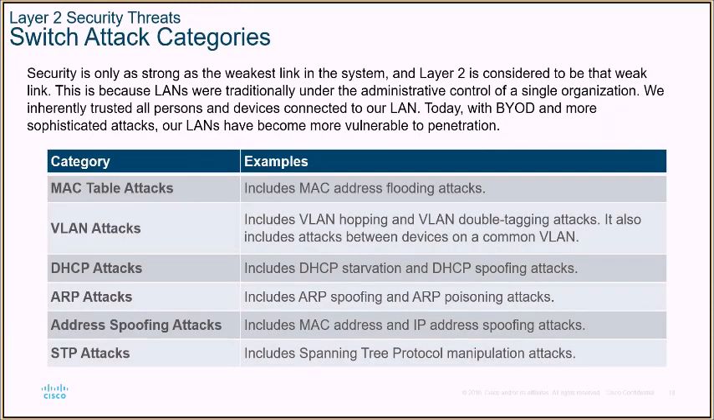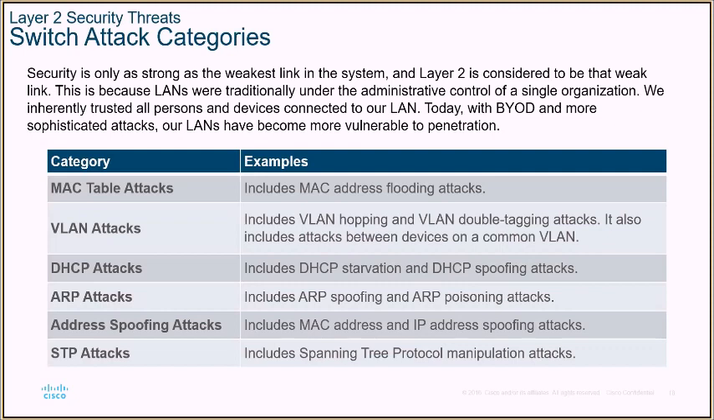Okay, so what kind of attacks are there? And so security is only as strong as its weakest link in the system, and layer 2 is considered to be that weak link. This is because LANs were traditionally under the administrative control of a single organisation. We inherently trusted all persons and devices connected to our LAN. Today, with bring your own device and more sophisticated attacks, our LANs have become more vulnerable to penetration.